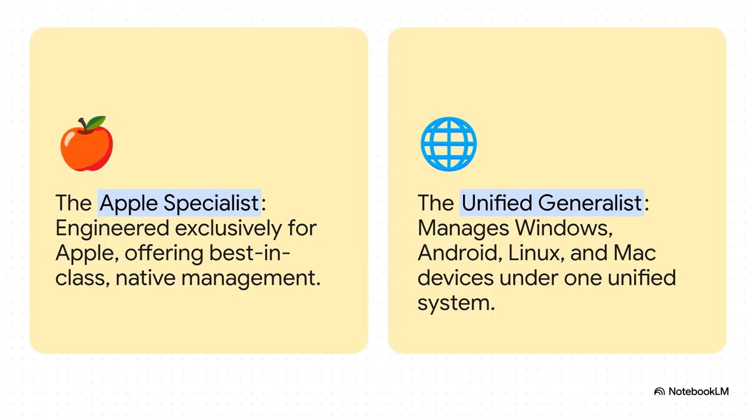Okay, so you've got to understand the core philosophy of each one. Jamf Pro. Think of it as the Apple Specialist. It was built from the ground up for one reason and one reason only, to make the Apple experience flawless. Then you've got Microsoft Intune, the unified generalist. Its whole purpose is to give your IT team one single dashboard, a single pane of glass to control everything: Windows, Android, Linux, and Apple devices.